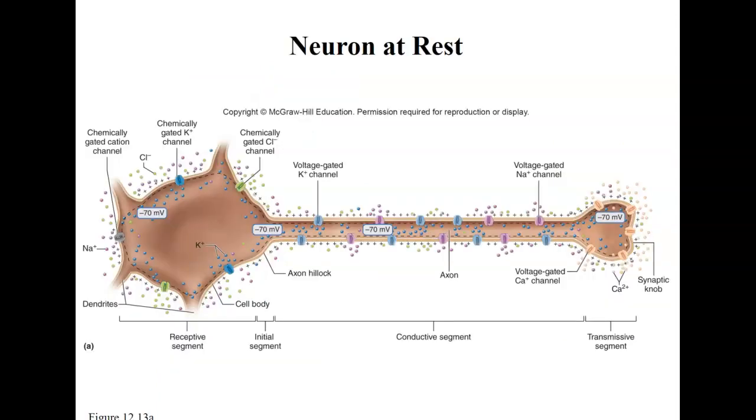Here it's showing at rest, the membrane potential is negative 70 millivolts. And we can see chemically gated ion channels and also then the voltage gated ion channels in the initial segment and in the axon. But I want to point out to you there's more than one type of chemically gated ion channel in a neuron. We can have a chemically gated potassium channel. We can have a chemically gated chloride channel, and we could have a chemically gated sodium ion channel. So we're going to look at those.